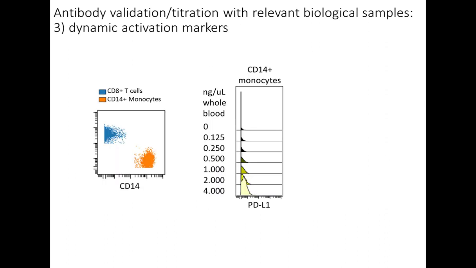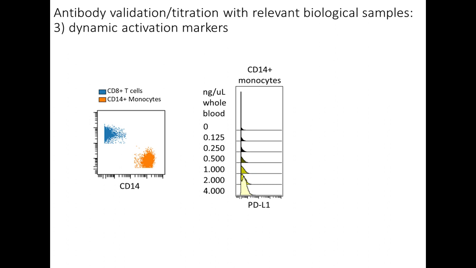And then the third and final category of antibodies are those that are essentially dynamic activation markers and may not be expressed at sufficiently high expression levels in sort of a normal healthy donor sample. So an example here is PD-L1. We're using sort of CD8 T cells as a negative control, CD14 monocytes as a positive population where we potentially expect to see some expression.